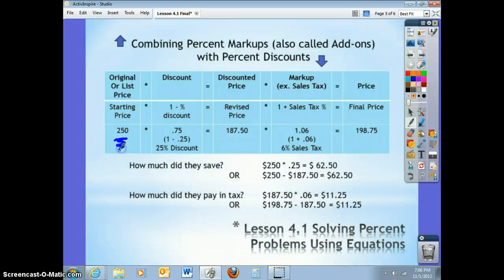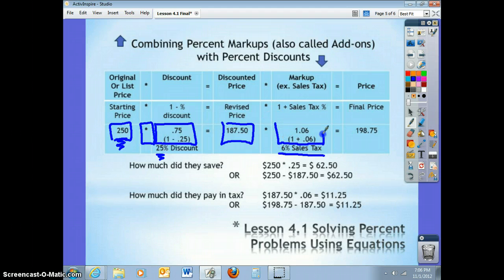So here's one that started at a price of $250. It was discounted by 25%, so the discount is 0.75 multiplied by the original $250. And now our discounted price is $187.50. But let's say they give a tax, sales tax of 6%. So our markup rate, 1 plus 0.06, is 1.06. So $187.50 times 1.06 equals $198.75. So that item that was originally $250 gets discounted by 25% to $187.50, then gets marked up with a 6% sales tax to a final price of $198.75.